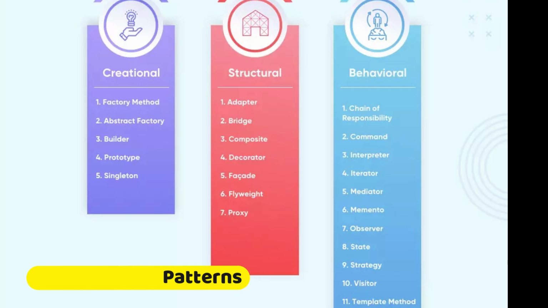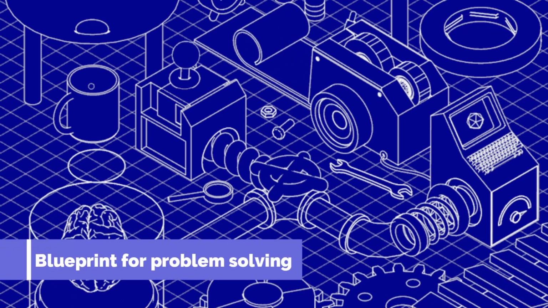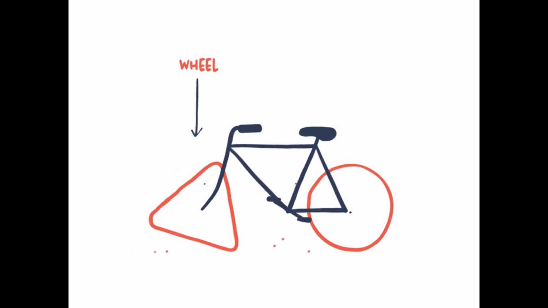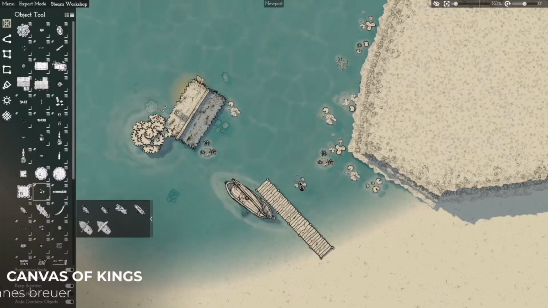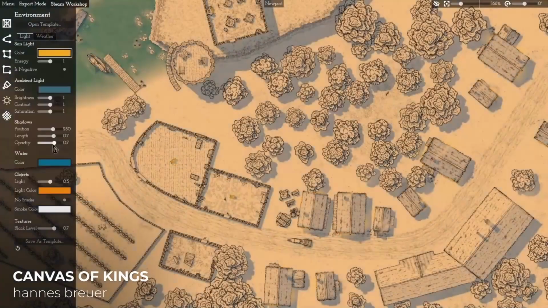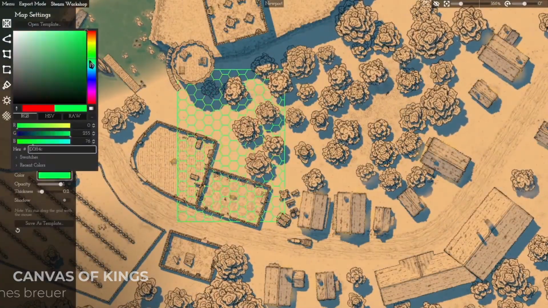Well, you could think of it like a blueprint for solving common problems in coding. Instead of reinventing the wheel every time, we use patterns to structure our code efficiently. This is especially crucial in game development where performance, maintainability, and scalability are key.